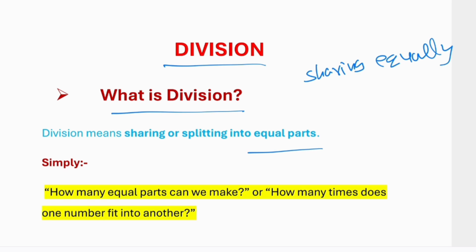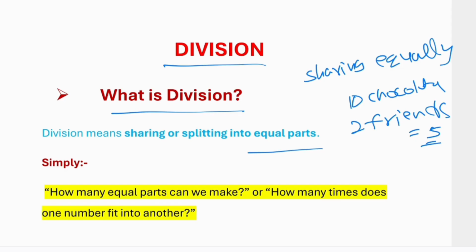For example, you have 10 chocolates. You want to share with your two friends equally. Then each one gets how many? 5. Each one gets 5. Therefore, it can be shown that 10 divided by 2 is equal to 5.